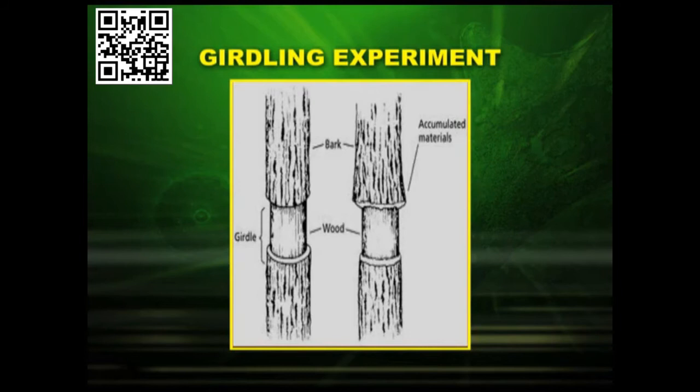So, what do we conclude? We conclude the removal of phloem cuts food supply to roots. So, what is the inference? That the transport of substances takes place through phloem. Now, let us see what the mechanism of phloem translocation is.